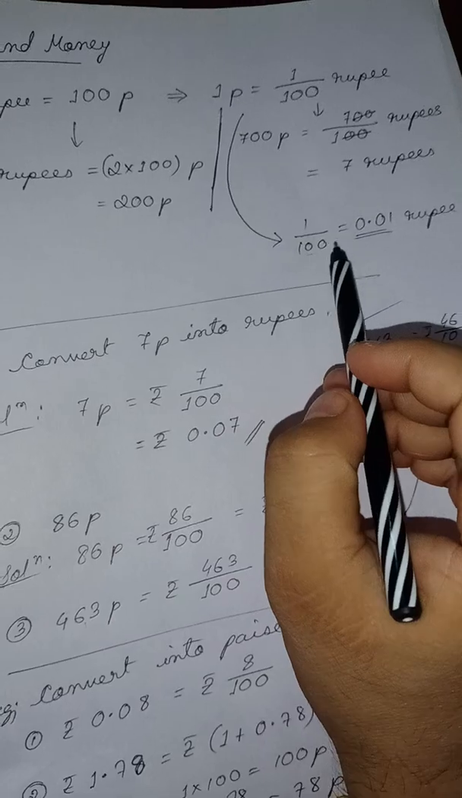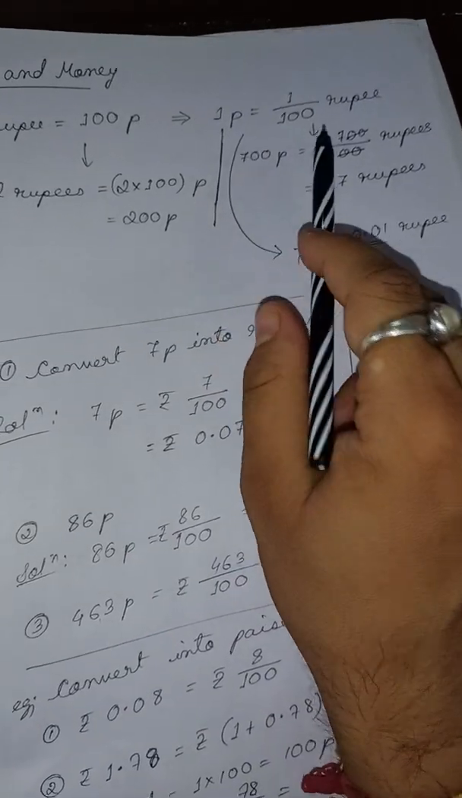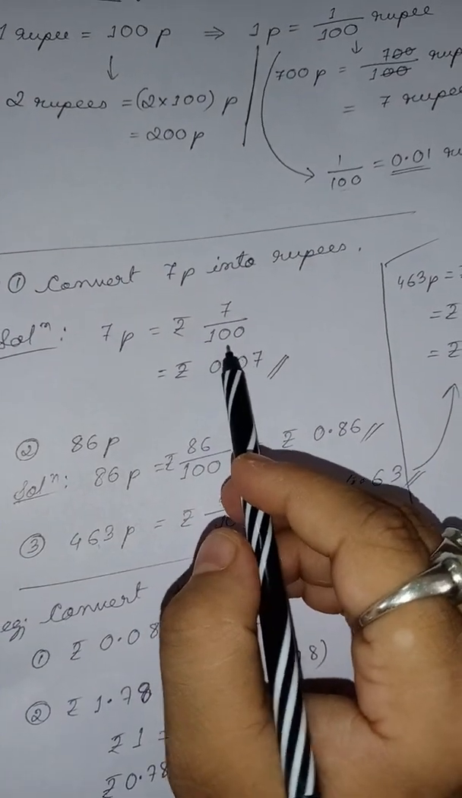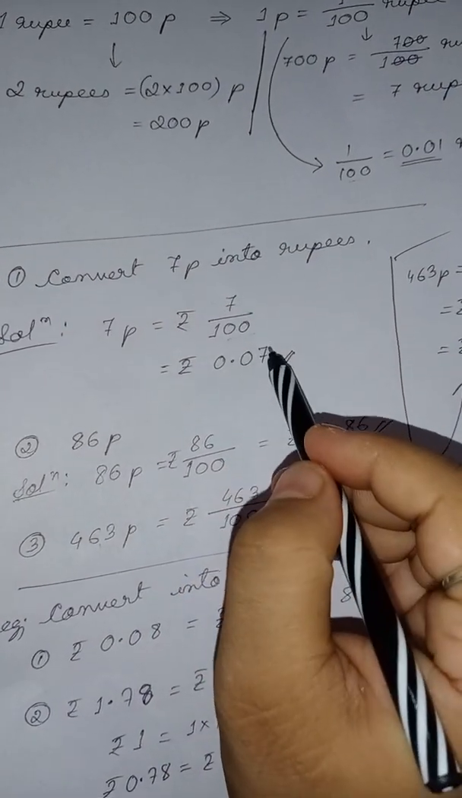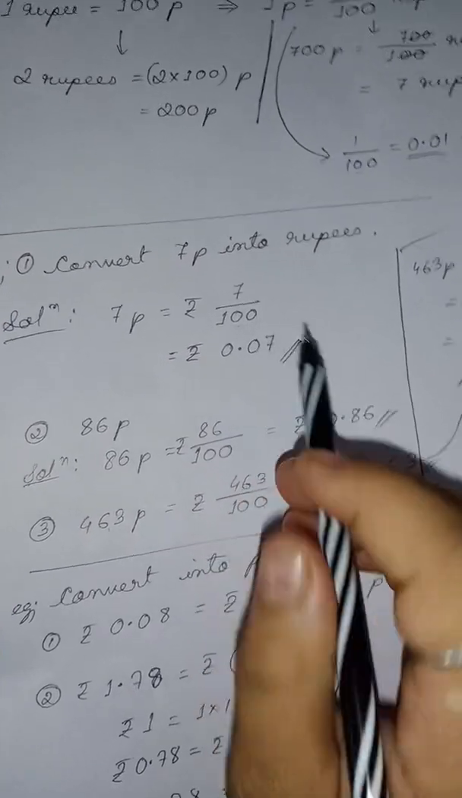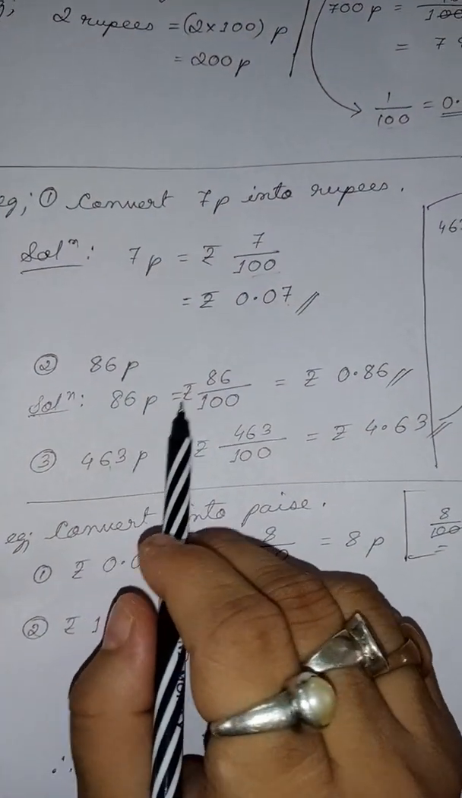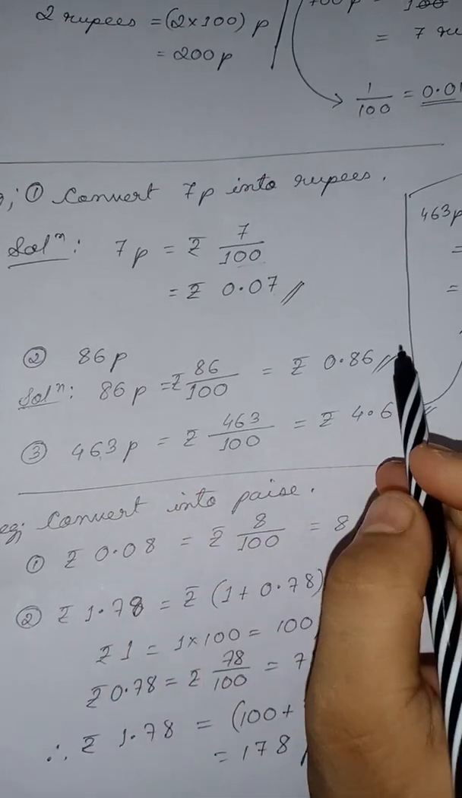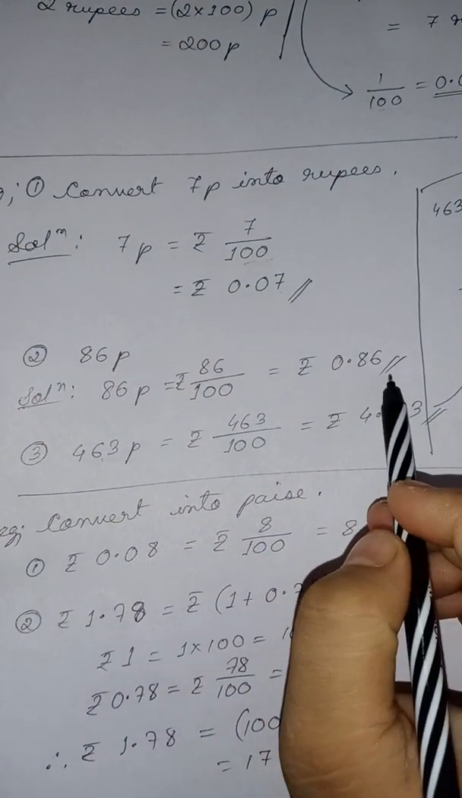So you have to divide it by 100, because 1 paisa is equal to 1 by 100, so 7 paisa will be 7 by 100 rupees. So 2 zeros are there, so 1, I need one more place, 0, so 0.07. Say this one, 86 paisa again, so 86 by 100 rupees. So 2 zeros are there and you have 2 digits only, so 1 2, 0.86.